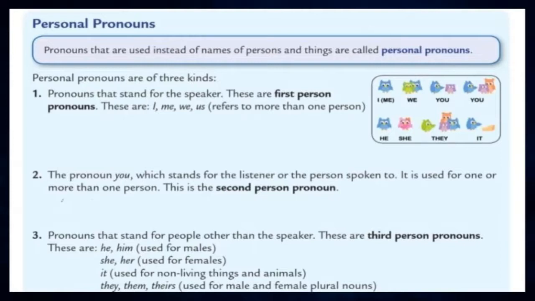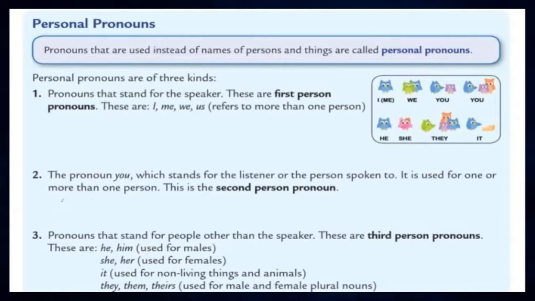Let's move to the second person pronoun. The pronoun you, which stands for the listener or the person spoken to. It is used for one or more than one person. This is known as second person pronoun. Okay. The second person pronoun belongs to the person being addressed. What do you mean by second person pronoun? It belongs to the person being addressed.